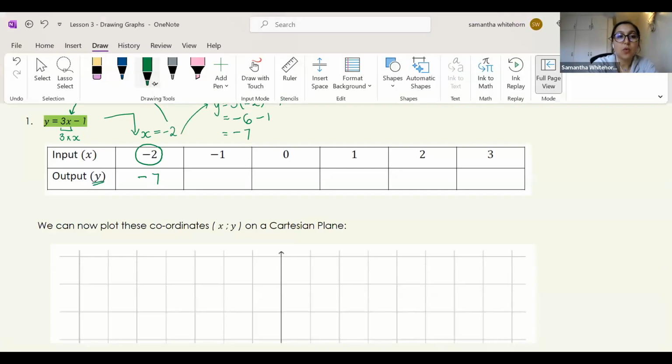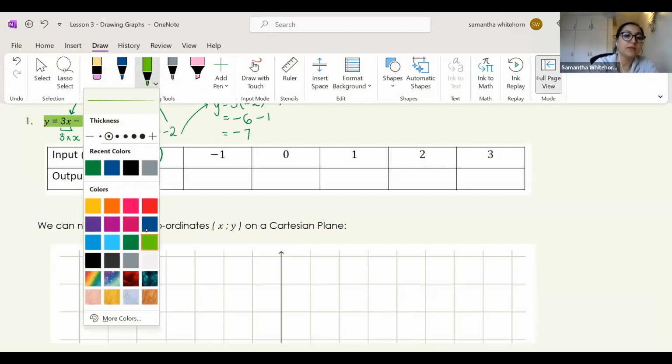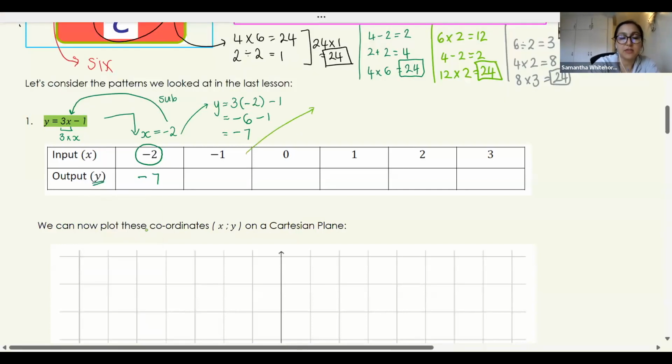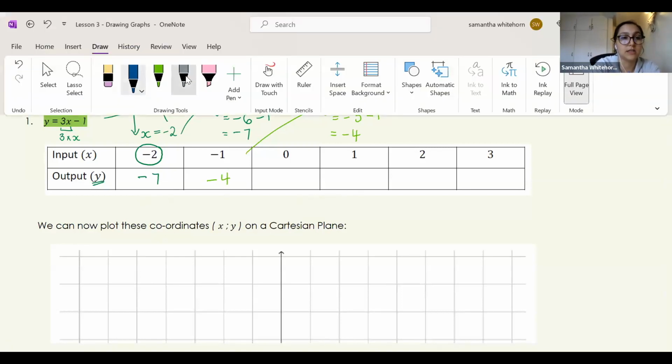Now we can do the same thing with all of these input values. So if I now move over to my input value of -1, y is equal to 3 times -1 minus 1. A positive times a negative is a negative. 3 times 1 is 3, so we've got -3 minus 1. If I take 1 away from something that is already negative, I'm going to get more negative. And so my output here is -4. And so through substitution, we are able to find our output values. Now we've done this, like I said, lots and lots of times before.